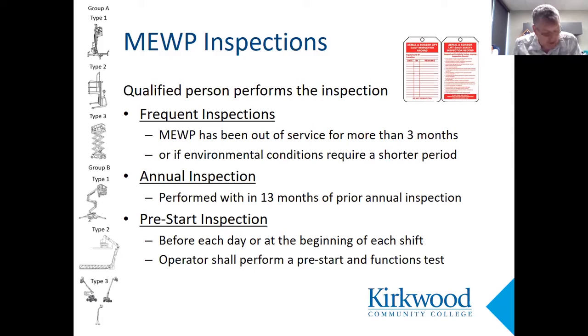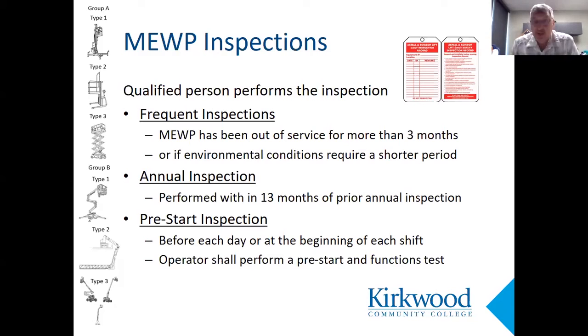Environmental conditions. Again, is it going to be hot or cold? It affects the operation of the machine. Heck, it affects the operation of us. The machine gets affected too. Dusty and wet conditions may require more inspections of it. Annual inspection is performed within 13 months of the prior annual inspection. And then your pre-start inspection. That's done before each day, at the beginning of each shift.